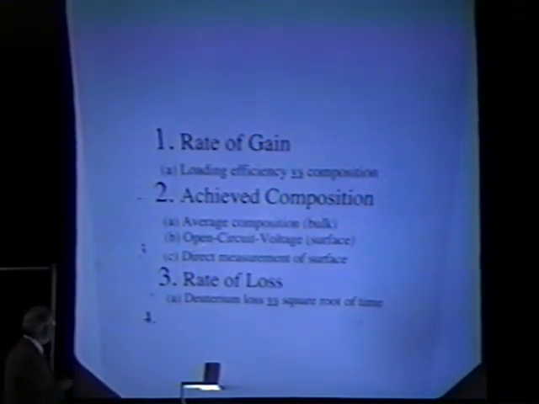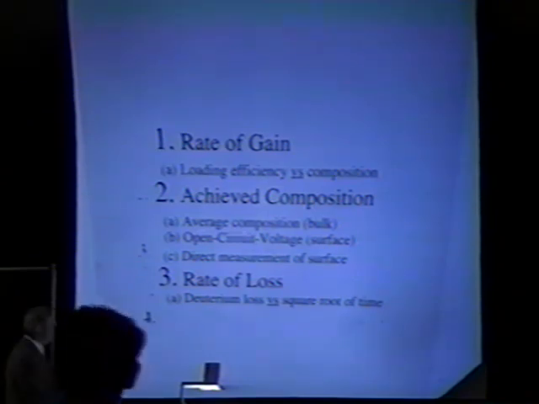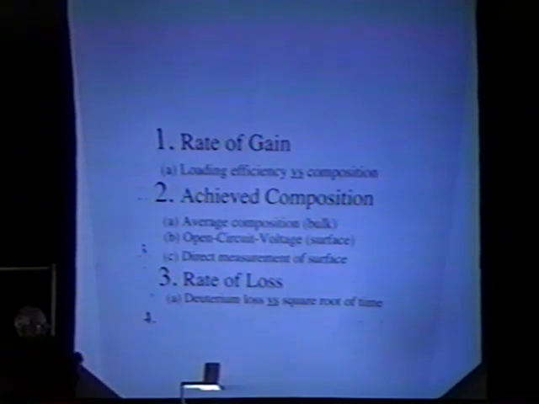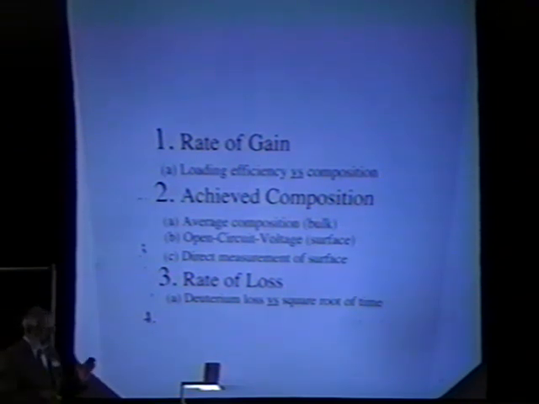They are occurring on the surface, and to get at the surface composition, I measure the open circuit voltage. This is the voltage between the cathode and a reference electrode when no current is flowing through the cell. And this voltage is proportional to the Gibbs free energy of hydrogen in the surface of the palladium. I also have some direct measurements of surface composition that I'd like to show you, which give a little better understanding of what the true composition of the surface might be. And next, the rate of loss.